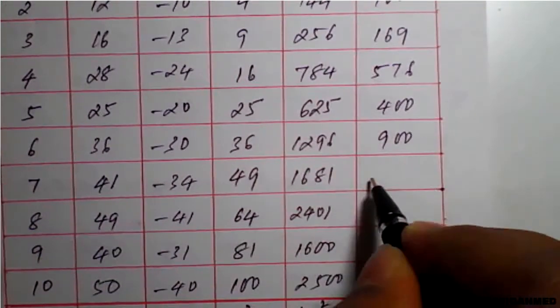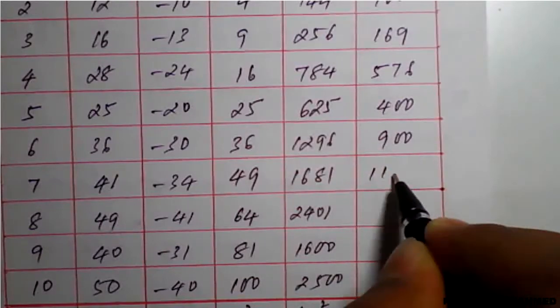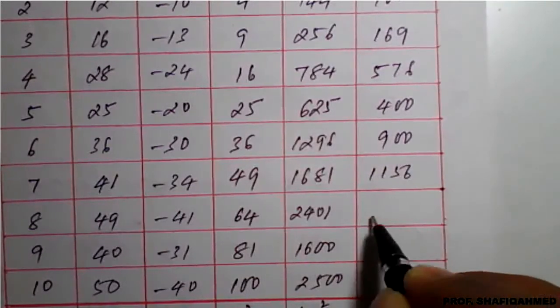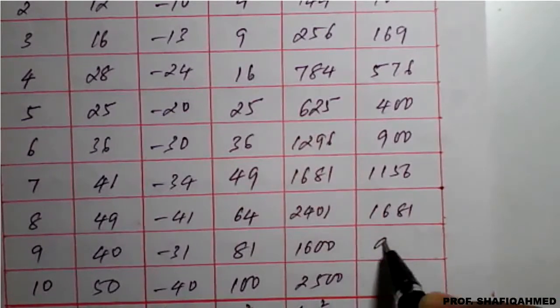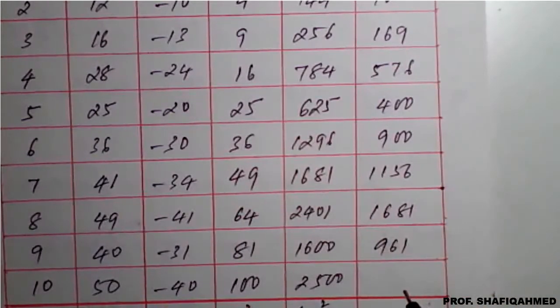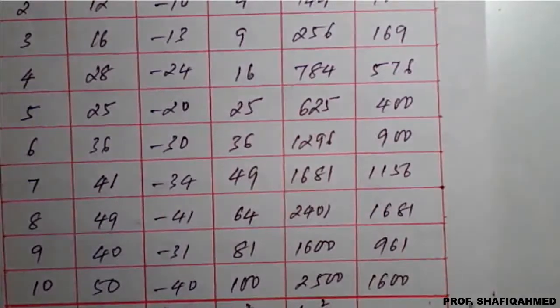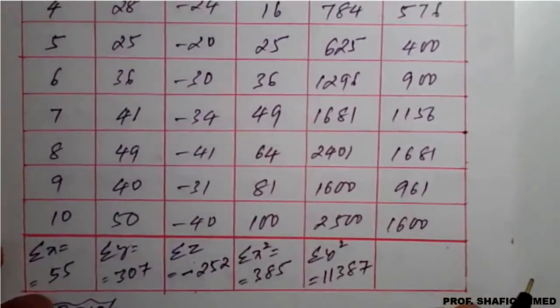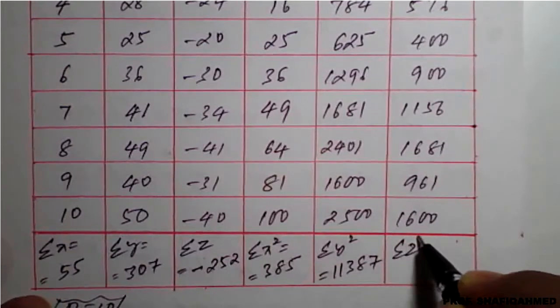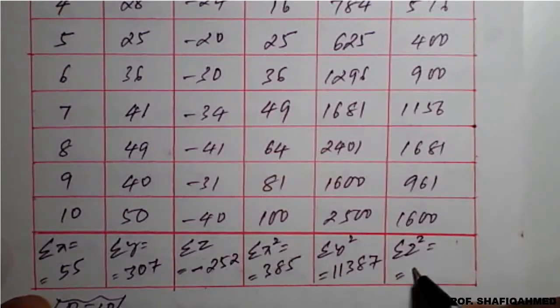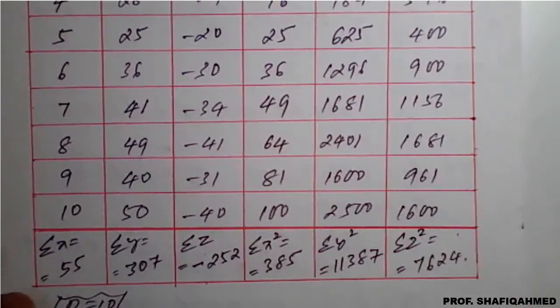Then 1000, 156, 1681, then 961 and 1600. So if you calculate the sum here, the summation of z square will be 7624. So we got all these summations.